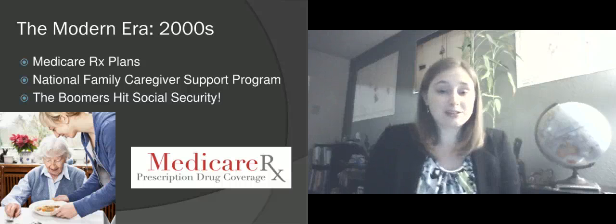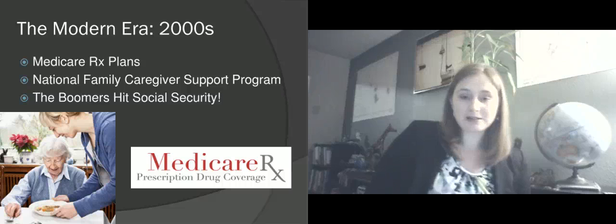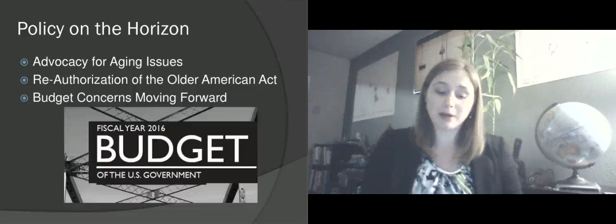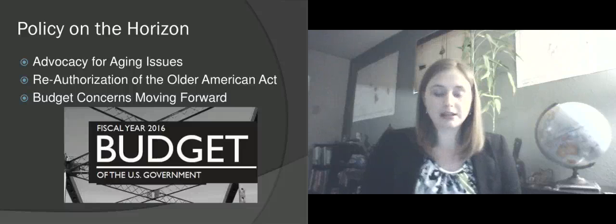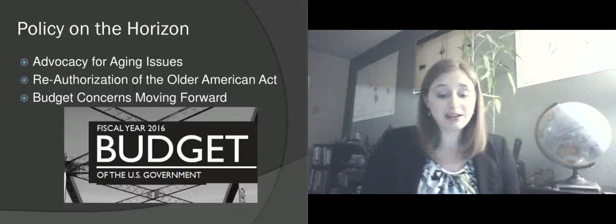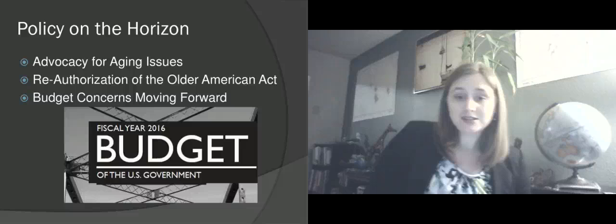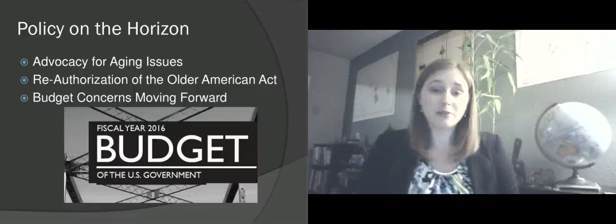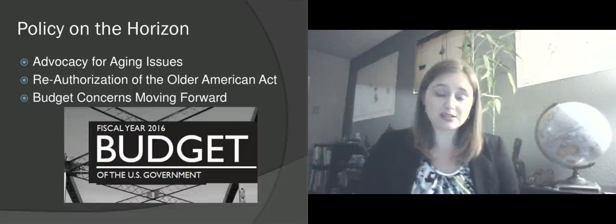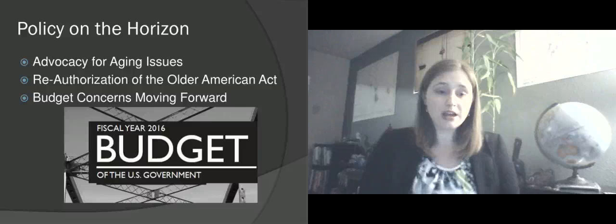The boomers start hitting Social Security. So I think policy on the horizon is going to be a lot of advocacy in aging issues because of that giant population coming up with the baby boomers. Current policy we're looking at is the reauthorization of the Older Americans Act as of 2015. And there's always that budget concern of where the cuts are going to be made, because Medicare and Social Security are the biggest parts of our federal budget. It's needing to address those issues.